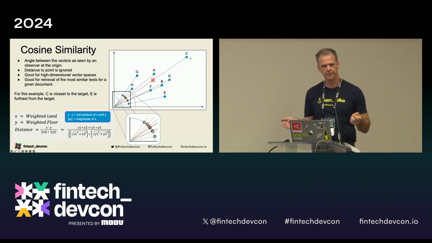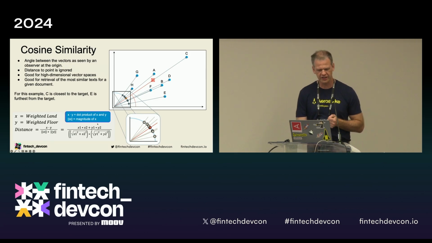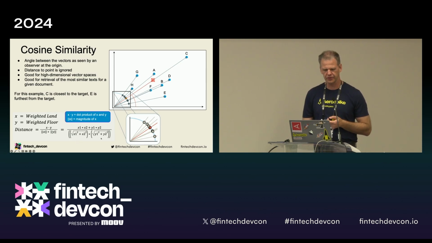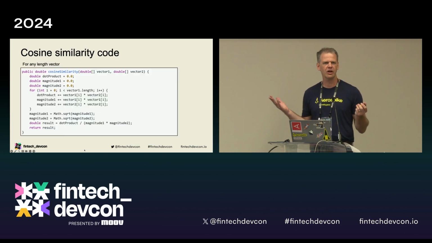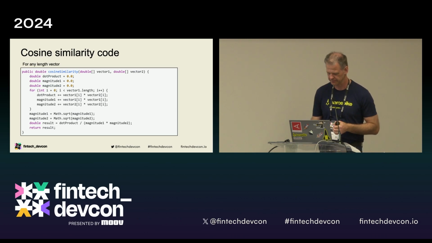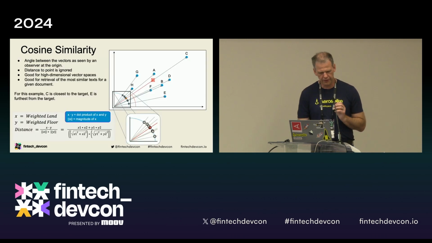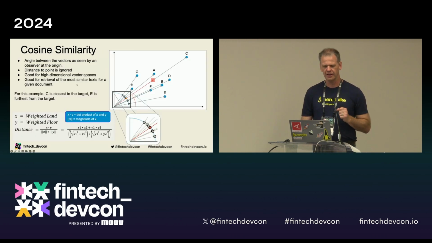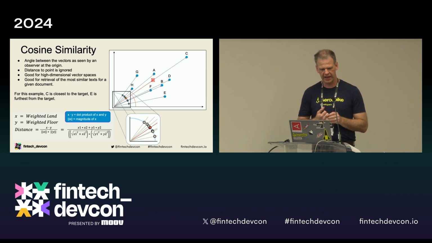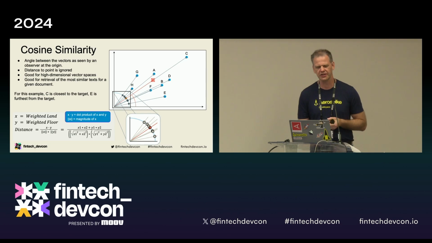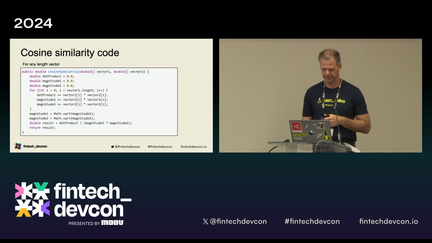Now this is a slightly more complex formula, so you can see the formula given down here, given the weighted land and the weighted floor. But even then, it's still a handful of lines of code. It's really easy to calculate this stuff. Now, this cosine similarity is good for high dimensional spaces and finding the most similar text for a given document.